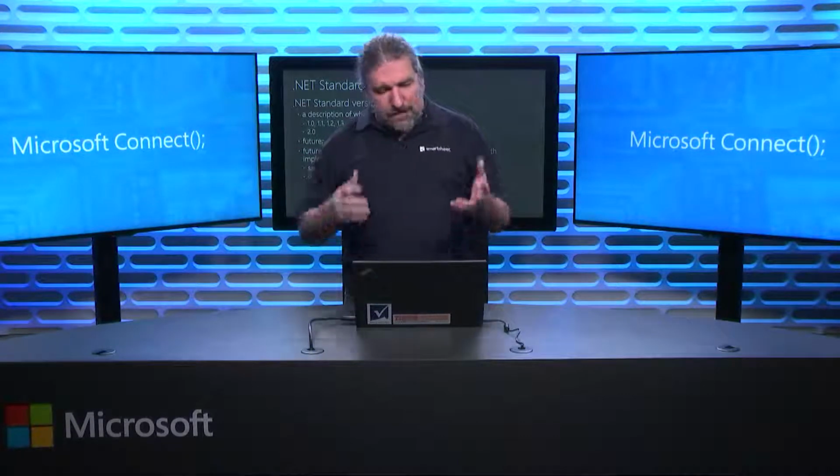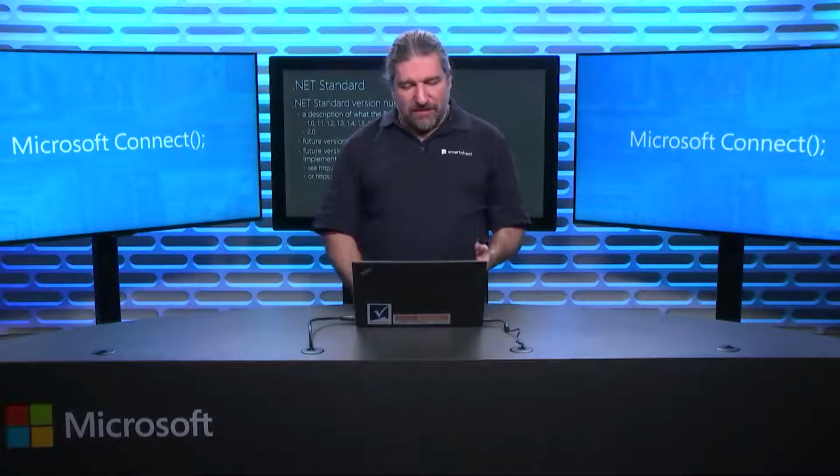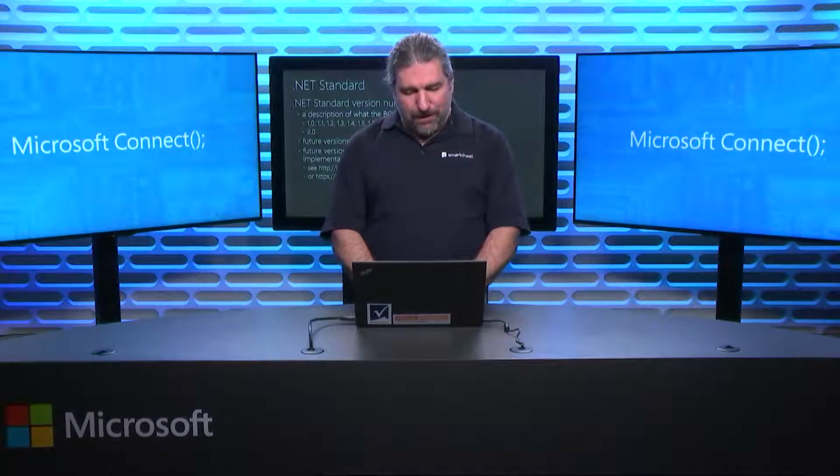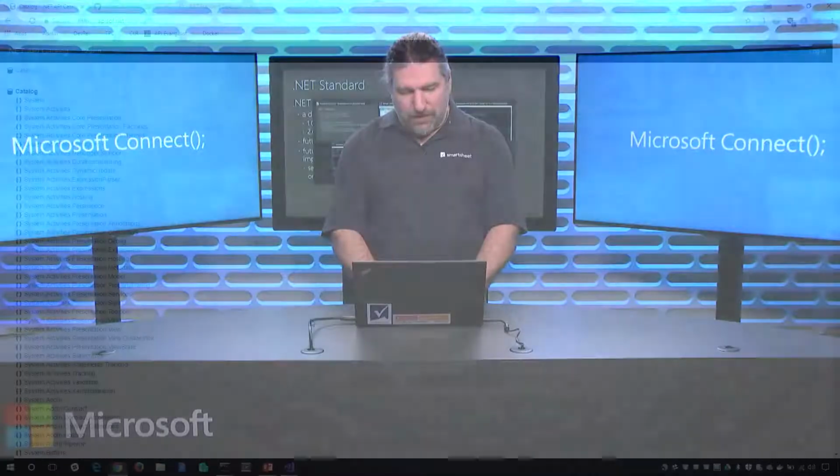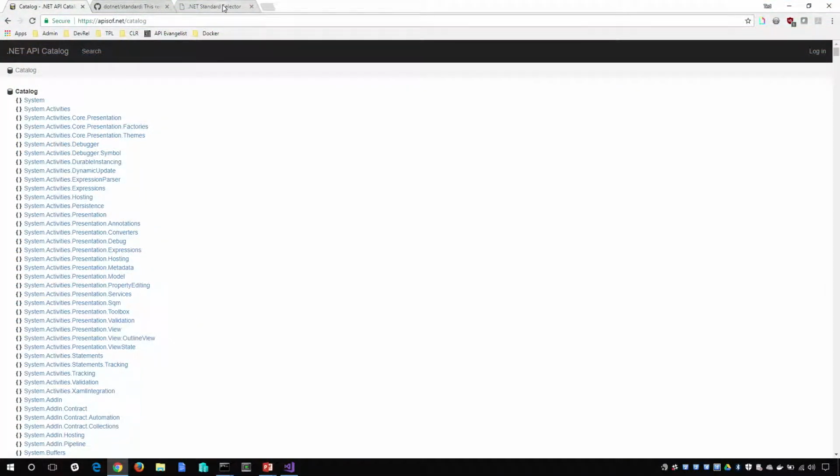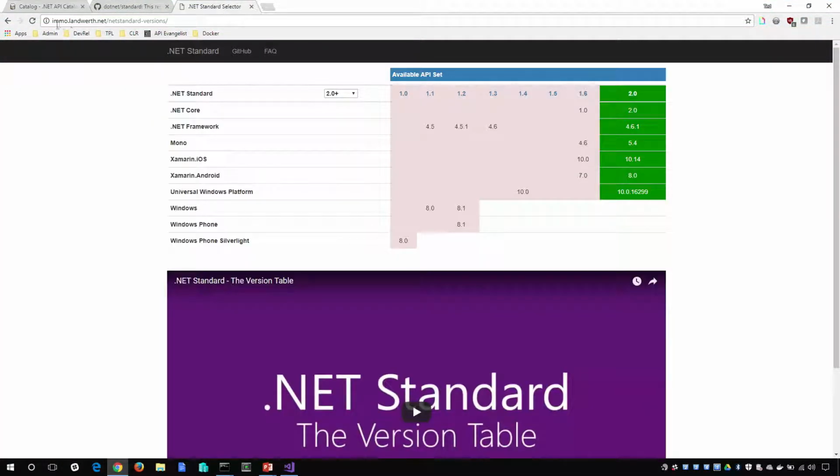So to keep track of all of these different versions can actually be kind of tricky. And Immo Landwerth, who is one of the principals working as a part of .NET Standard, has actually created this rather nice interactive HTML. Let's go see if we can find it, see if the interwebs are working for us. Here we go. emo.landworth.net/netstandard-versions. By the way, the code for this is available on Immo's GitHub account.